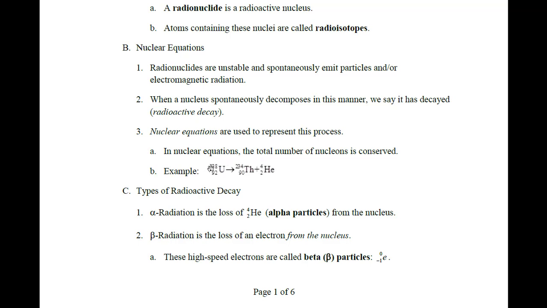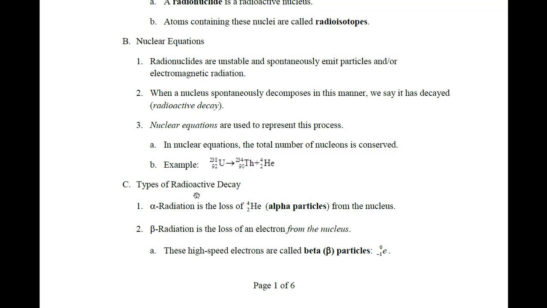So again, algebraically, all of these numbers across this arrow, which is the same thing as an equal sign, they all have to be the same. So 92 protons on the left, 90 here and 2 here still adds to 92. A mass of 238 on the left, mass of 234 and 4 over here, which still adds to 238. So, just like any algebraic equation, all the numbers have to stay the same on both sides.